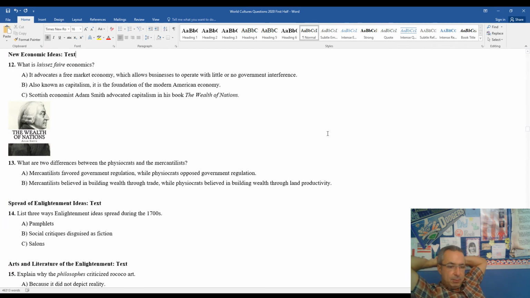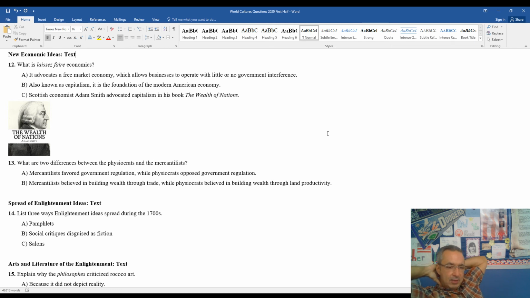(13) What are two differences between physiocrats and mercantilists? Mercantilists favored government regulation, while physiocrats opposed government regulation. Mercantilists believed in building wealth through trade, while physiocrats believed in building wealth through land productivity.